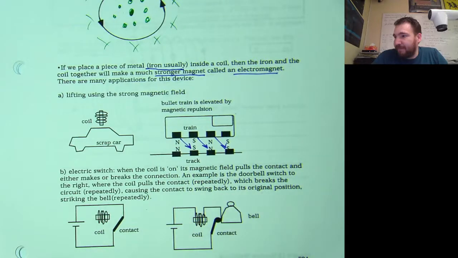Because there's no friction between the rail and the car itself. So you just go. There's nothing to grease. There's no bearings. You fly.